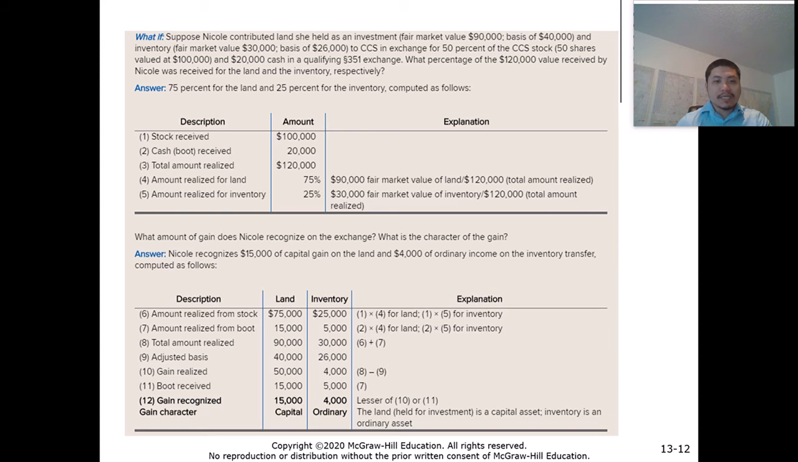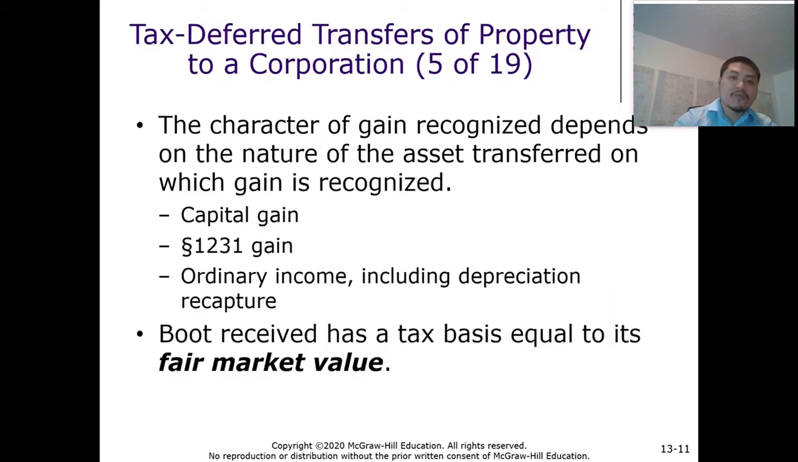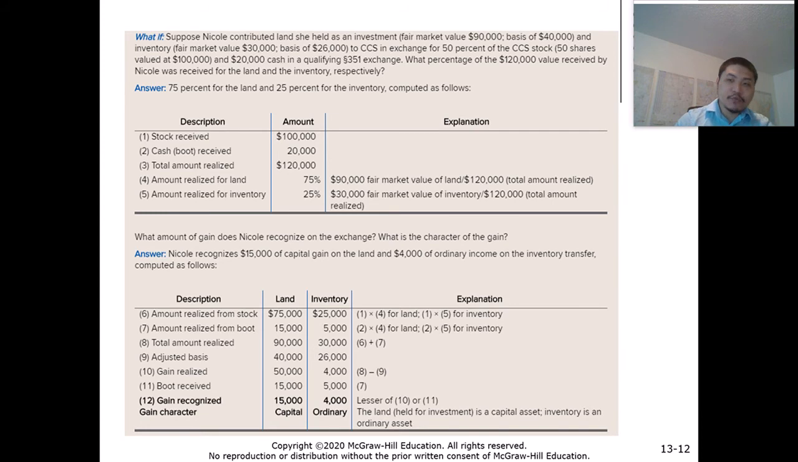And the second question asks, what amount of gain does Nicole recognize on the exchange, and what is the character of the gain, right? So we know Nicole received the $20,000 boot in this case, right? So that's why she has to recognize the gain up to $20,000, right? So how much gain does she realize from this, right? Like I mentioned before, we have to look at each individual asset transfer to calculate the gain realized and to characterize the gain, right?